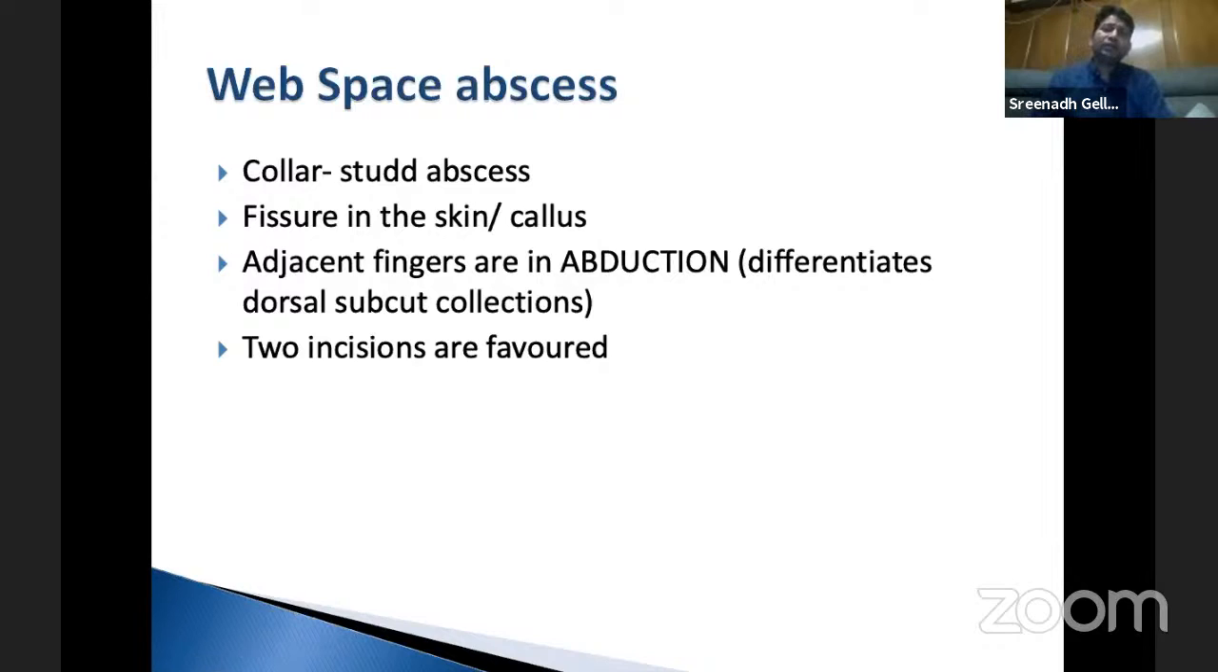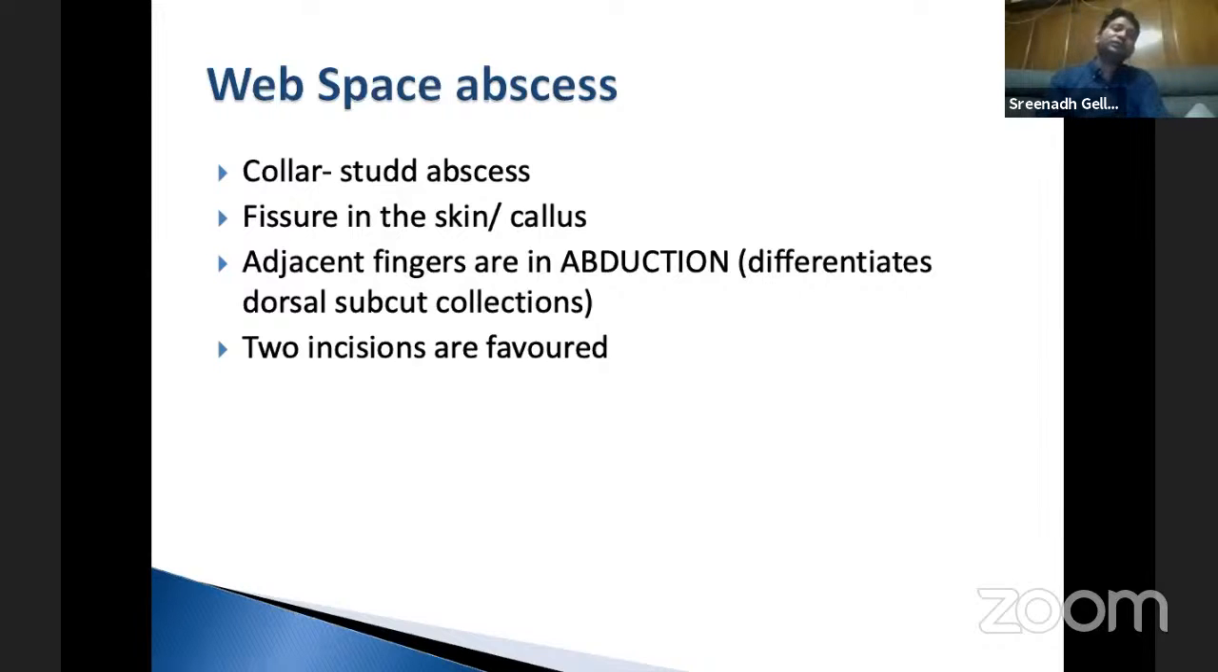The other thing that may be asked is web space abscesses. These are important in your exam because you need to tell two things. One is the attitude of the fingers: wherever the web space abscess is, the two fingers are kept in abduction. This differentiates it from dorsal subcutaneous collections. Whenever there's a dorsal subcutaneous collection, usually the fingers are in adducted position, whichever fingers are affected. And whenever there's a web space abscess, it will be abducted.